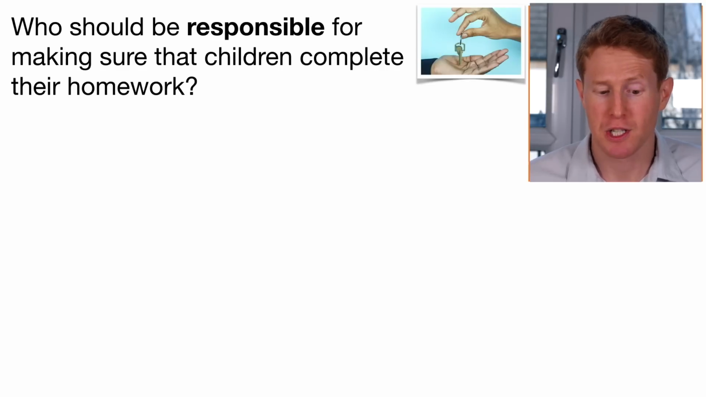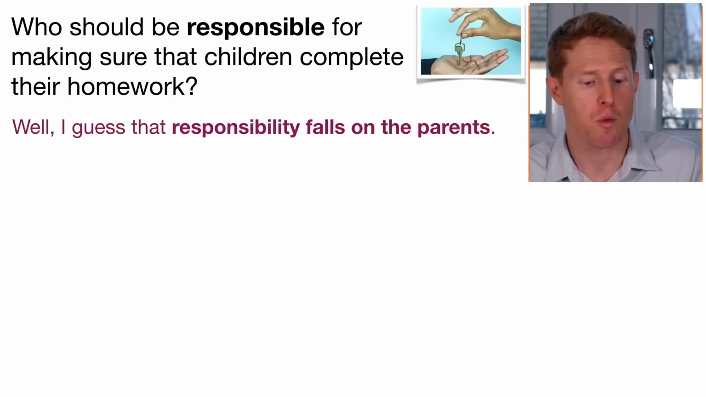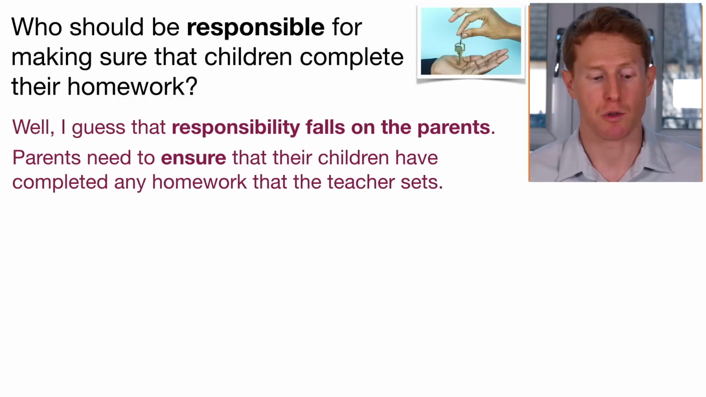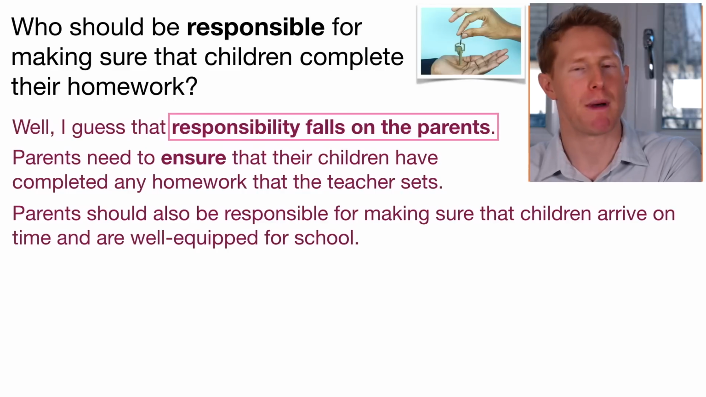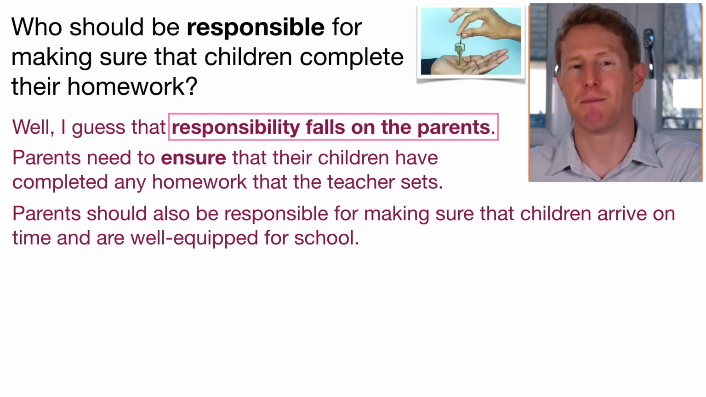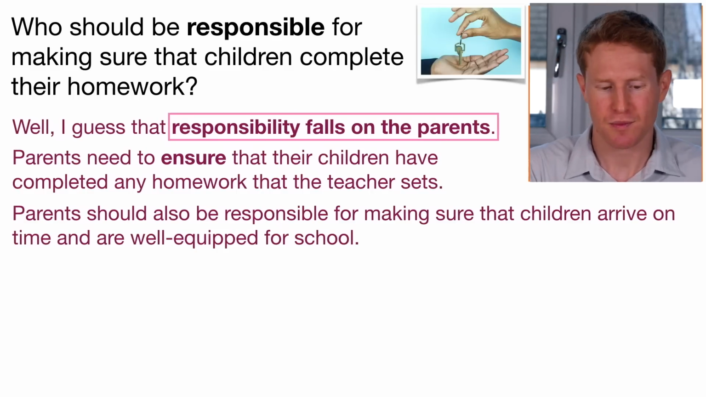That's true. Who should be responsible for making sure that children complete their homework? Again, typical part 3 question. Well, I guess that responsibility falls on the parents. Parents need to ensure that their children have completed any homework that the teachers set. Parents should also be responsible for making sure that their children arrive on time and are well equipped for school. Right, responsibility falls on the parents. So if something falls on the parents, like responsibility, it means it is the parents' responsibility. It is something that they need to do.